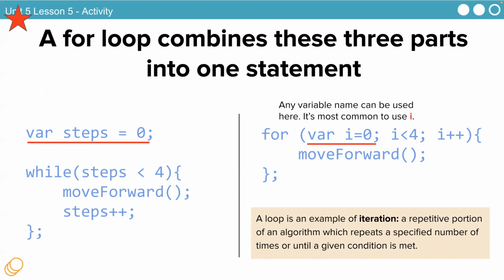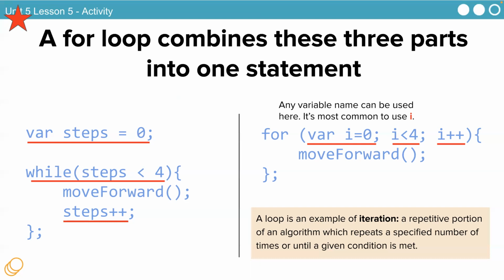Okay, then you're going to have your Boolean that's checking something, I less than 4. And then you're going to have your counter, which is I plus plus. Okay, so a for loop is just a really compact way to write a while loop. Does that make sense? Okay, create your variable, check your Boolean, and increase by 1 every iteration.